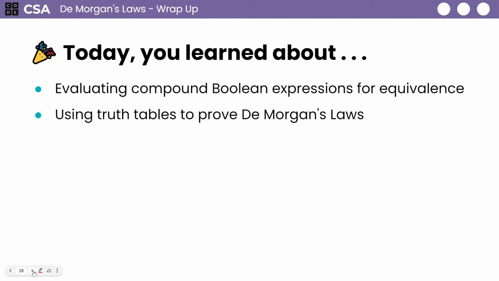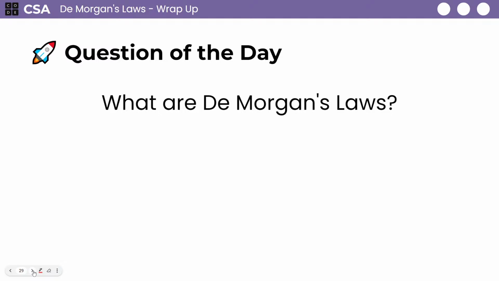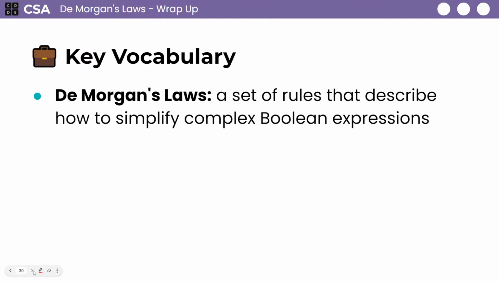So today you have learned about evaluating compound Boolean expressions for equivalence using truth tables to prove De Morgan's laws, and answered the question of the day of what are De Morgan's laws. Here's your vocabulary. If you need this, you can definitely pause.